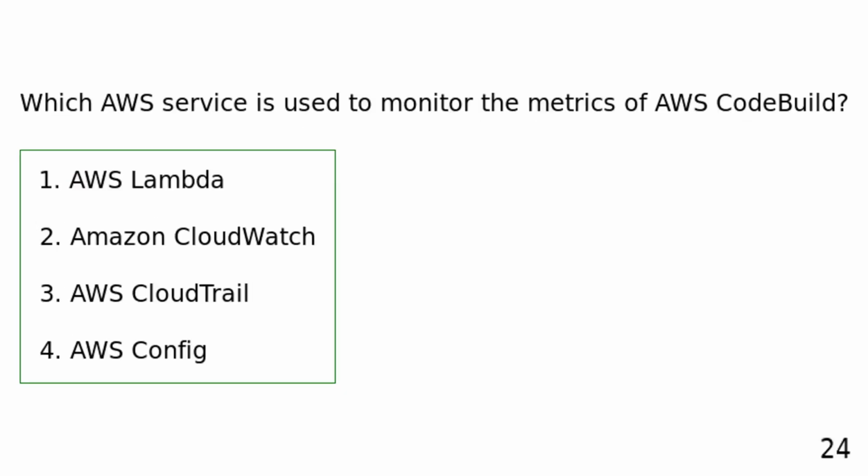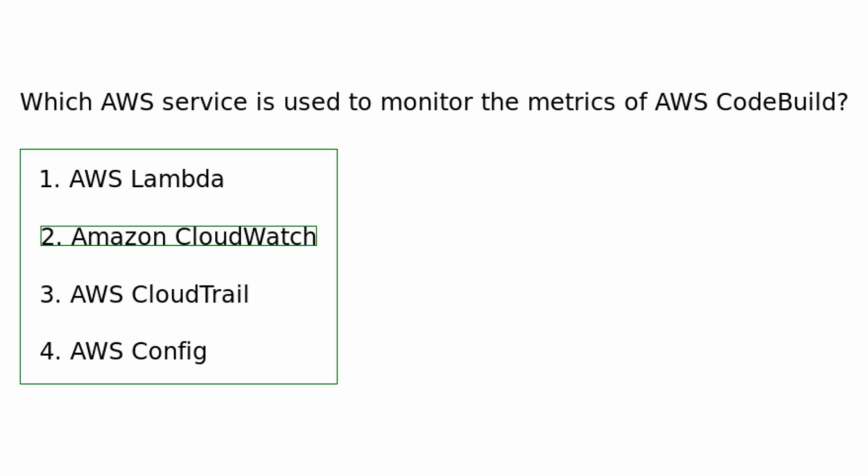Which AWS service is used to monitor the metrics of AWS CodeBuild? AWS Lambda, Amazon CloudWatch, AWS CloudTrail, AWS Config. Amazon CloudWatch is used to monitor the metrics of AWS CodeBuild, such as build duration and success rates.